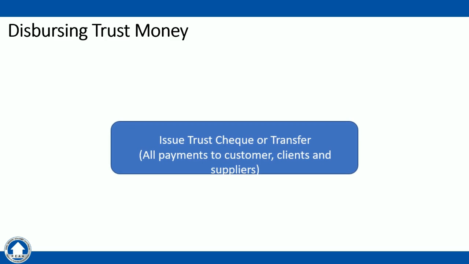The next step is to issue the trust check or transfer the money directly from the trust account to the client's nominated bank account. These are the only two authorized ways that you can pay money out of the trust account. You cannot issue cash out of the trust account. So all payments for customers, clients, and suppliers are made by way of check or a bank transfer.